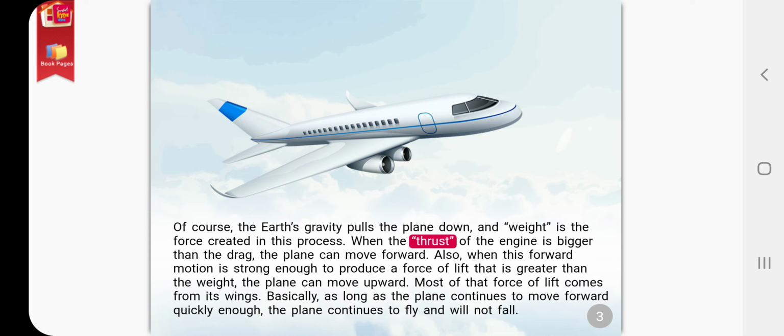When the thrust of the engine is bigger than the drag, the plane can move forward. Also, when this forward motion is strong enough to produce a force of lift that is greater than the weight, the plane can move upward. Most of that force of lift comes from its wings. Basically, as long as the plane continues to move forward quickly enough, the plane continues to fly and will not fall.